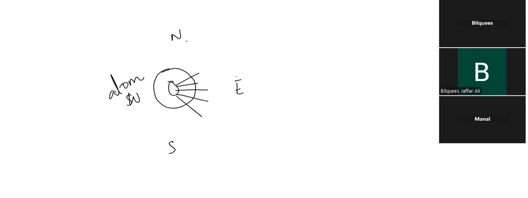So add to your description that radioactive emission is a random process because we don't know in which direction the radioactive emission is taking place.